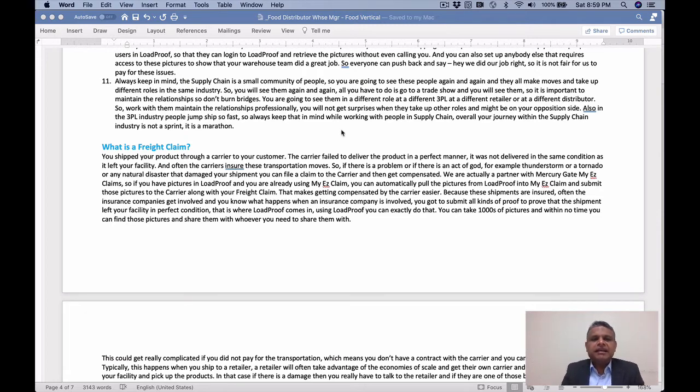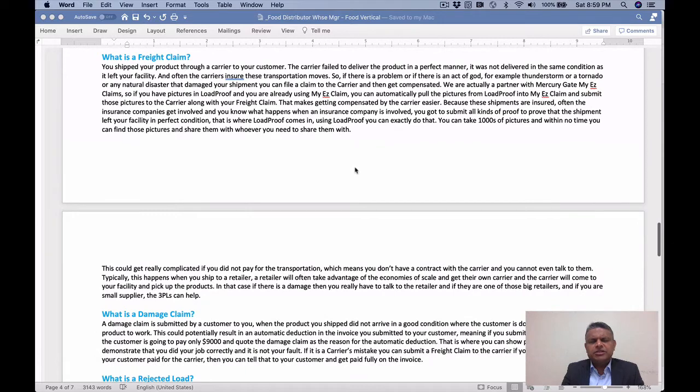So what is a freight claim? You ship your product through a carrier to a customer. The carrier failed to deliver the product in perfect manner. It was not delivered in the same condition as it left your facility. And often the carriers insure these transportation moves, especially if it's an act of God, like a thunderstorm or a tornado or any natural disaster that damages your shipment. You can file a claim to the carrier and then get compensated, right?